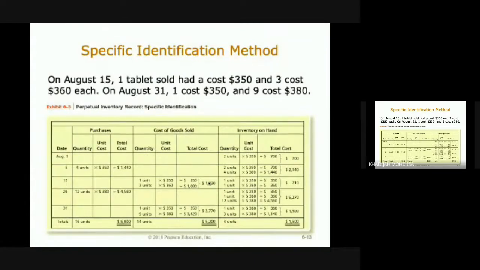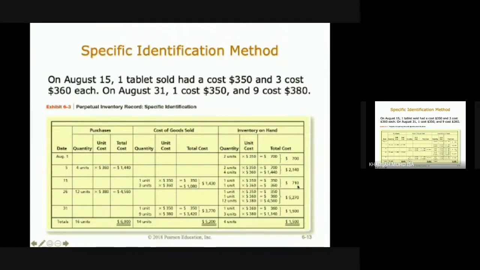All right, now you have to look at the inventory on hand. Initially you have 2 units of 350. When you sell 1 unit of that, the balance is 1 unit of 350. But for the units at 360, you have 4 units, then you sell 3 units, 4 minus 3. As a result, you have a balance of 1 unit that costs 360. Right? So you total out the cost here, then you have a closing figure of 710.